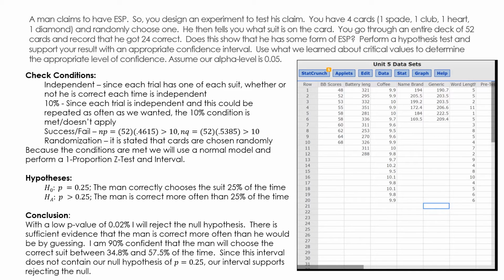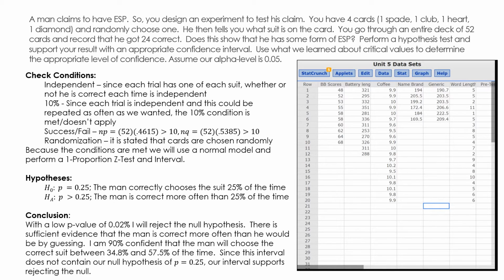Then, where did I come up with my hypothesis? 25%. Where did that number come from? Well, if the man does not have ESP, then remember there are 4 suits in a deck, and you're going to be correct on average 1 out of 4 times, okay? Because there are 4 suits and only 1 of them is correct. So the average person would be correct 1 out of 4 times.